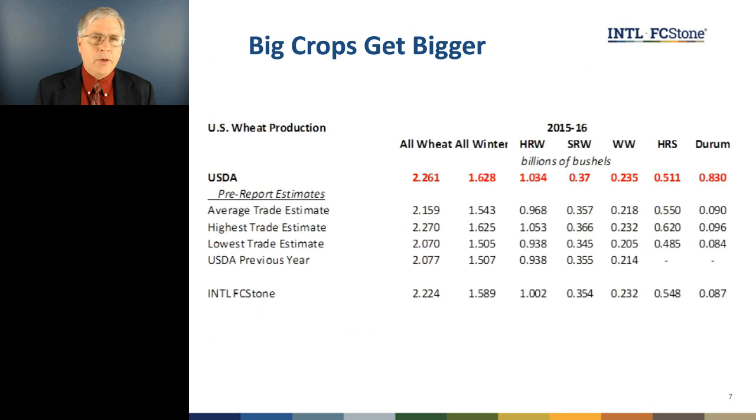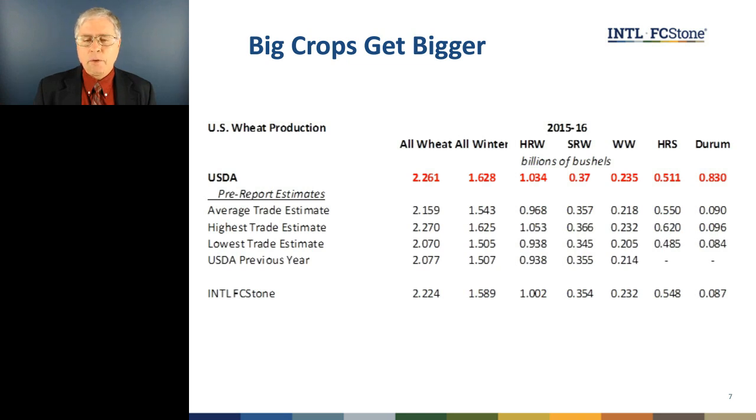Now, as we look at the numbers from today's crop report, I'll start first of all with wheat. That's the more bearish fundamental story. Big crops get bigger, and we're certainly seeing that play out. All wheat crop, 2.261 billion bushels. Trade was expecting 2.159, so better than 100 million bushels above the average trade expectation. I was looking for 2.24 billion. It got a little bit bigger even than what I anticipated, and as I said, big crops tend to get bigger.